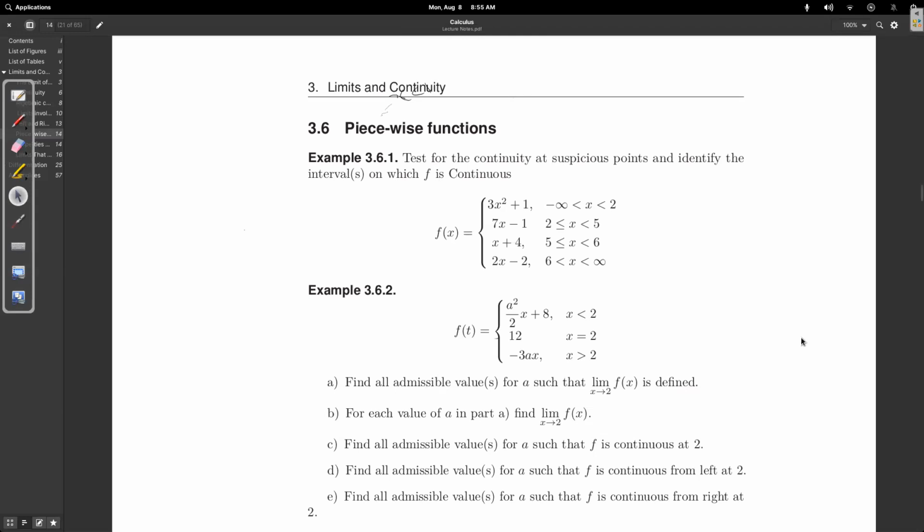Yes, okay, I will do the next problem. This one I will do after you try the homework. Okay?